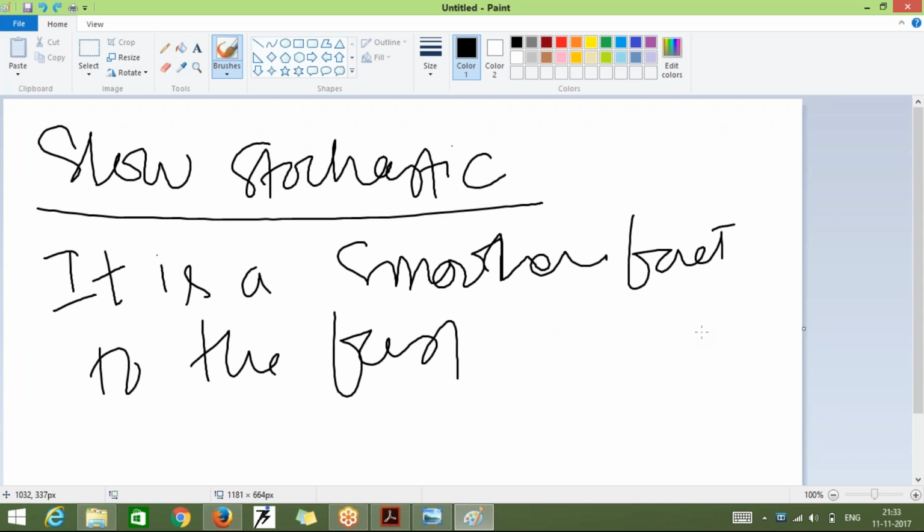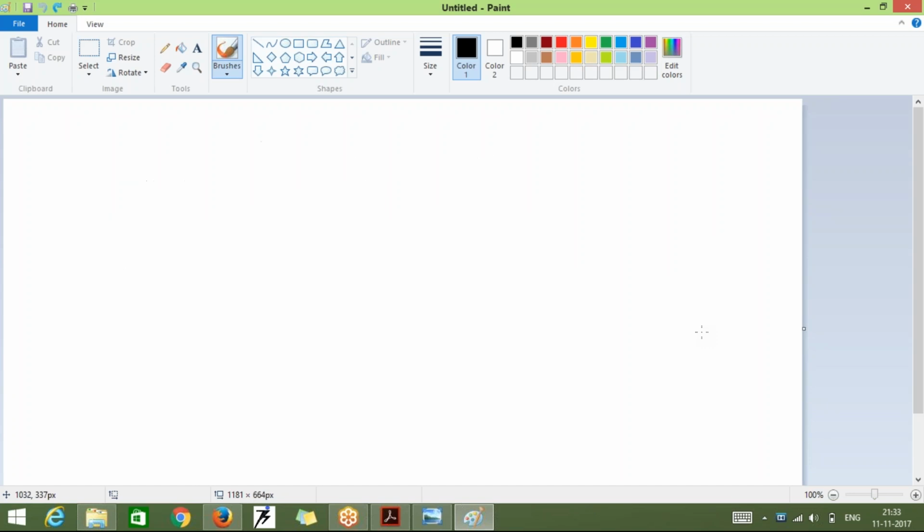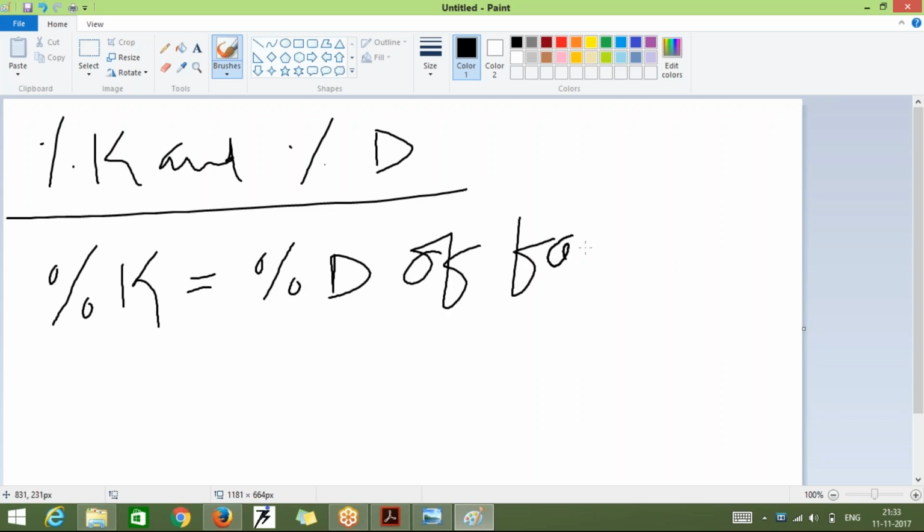Here also there are two things taken into consideration, again the same percentage K and percentage D. But here the percentage K calculation is different. In slow stochastics, you can see why it's called a smoothing factor. Here percentage K is equal to percentage D of fast stochastics.